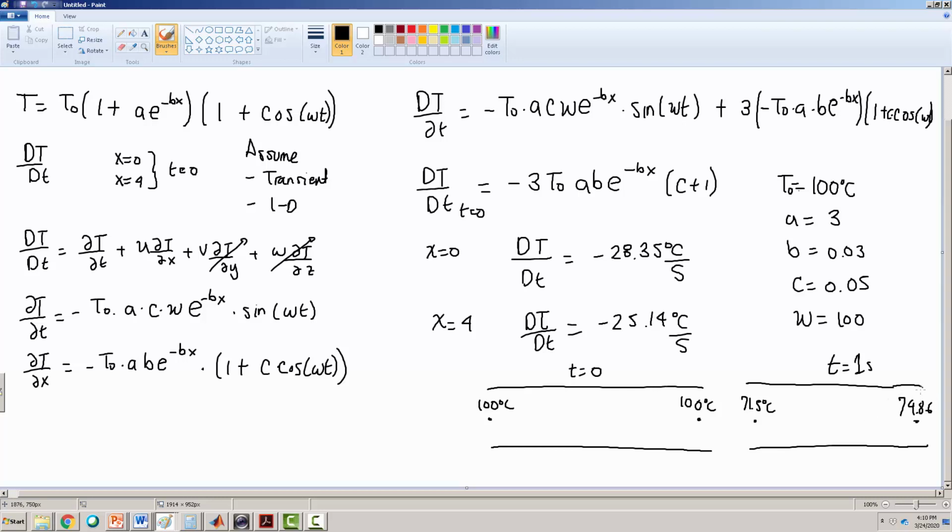So what it's telling you is that the change of the temperature that you're going to have in the first position is going to be significantly higher than what you have in the second position. So the closer that you are to the entrance, your temperature is going to drop faster than if you're farther away from the entrance of the pipe. This is what this quantity tells you.